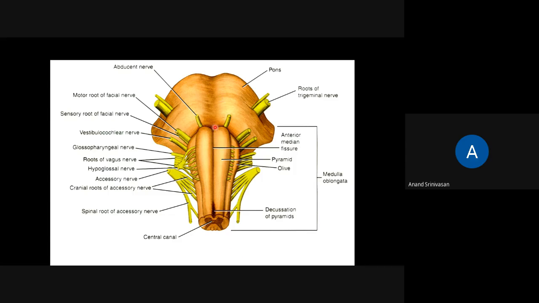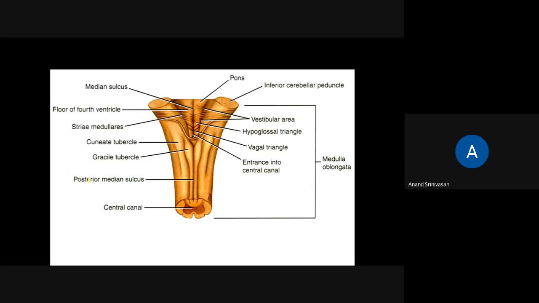Here, this part is the pons, and this is the medulla. This is the anterior part, and it is called the anterior median fissure. Similarly, on the posterior part of the medulla oblongata, you will be able to see the posterior median sulcus.